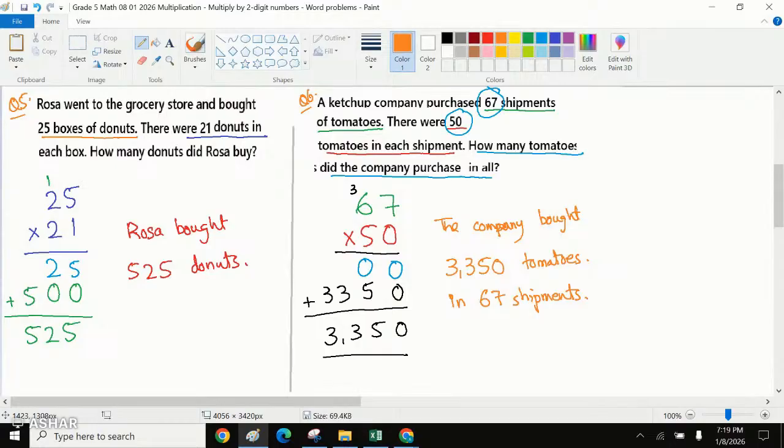So over here, we just had to find the total number of tomatoes. Yes, thank you. Semi? Okay.